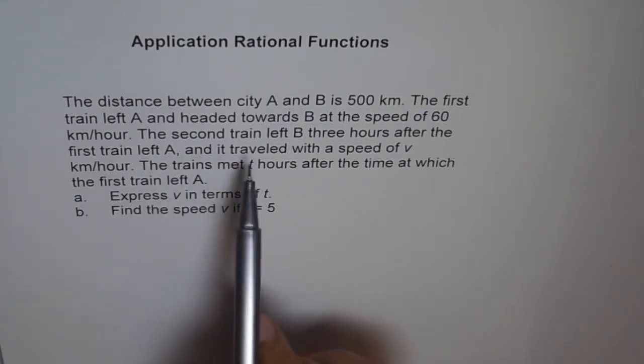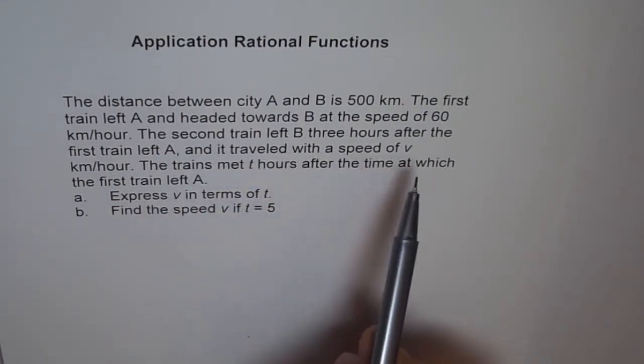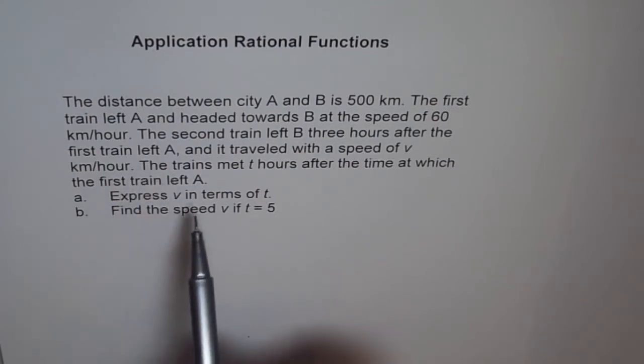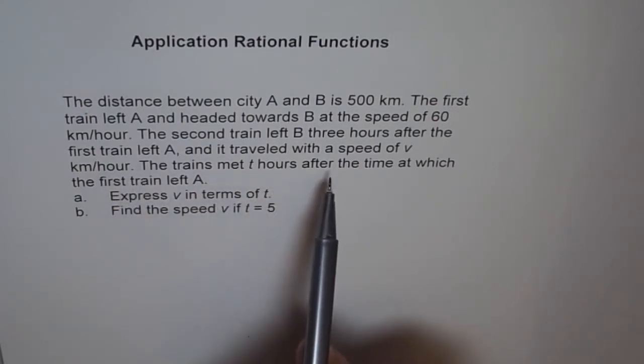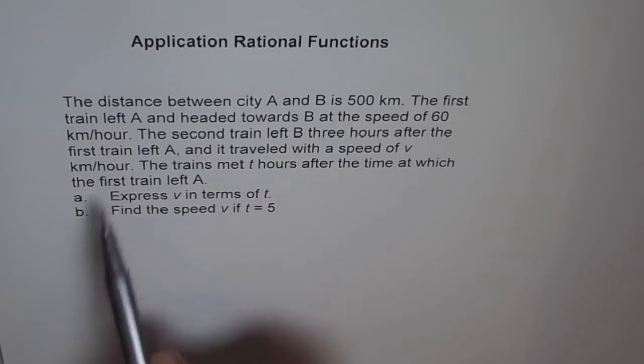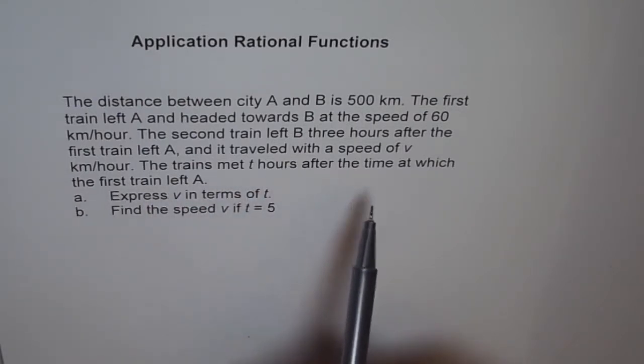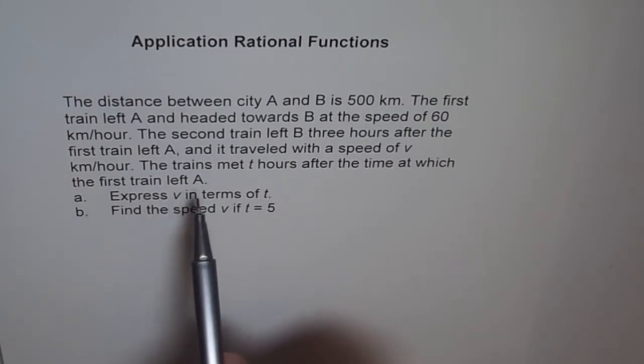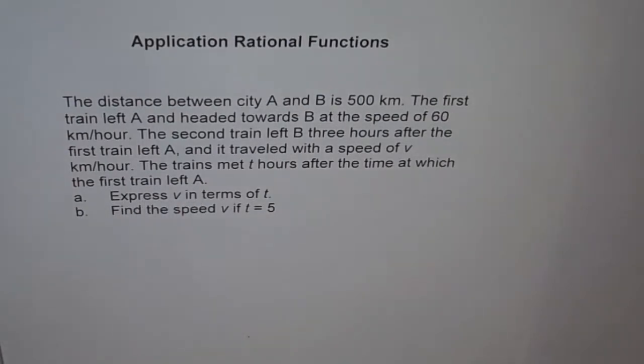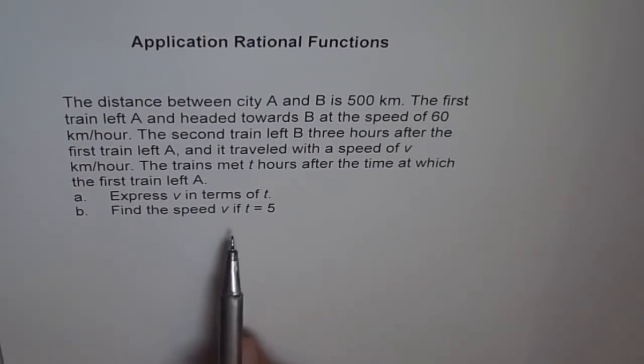The second train left B 3 hours after the first train left A, and it traveled with a speed of v kilometers per hour. The trains met t hours after the time at which the first train left A. Express v in terms of t and find the speed v if t equals 5.